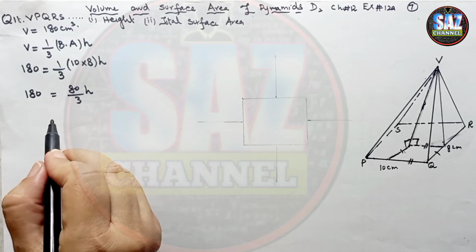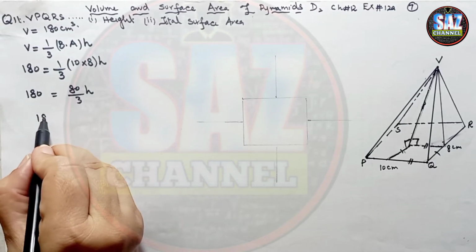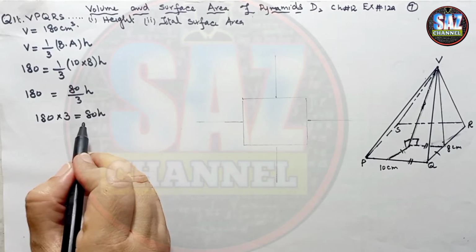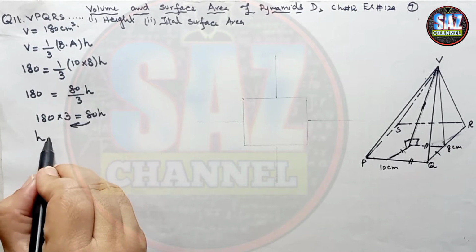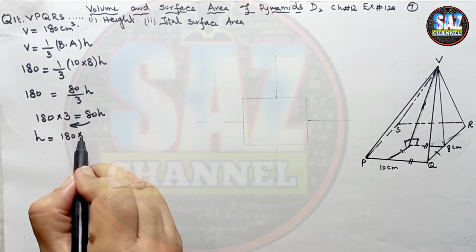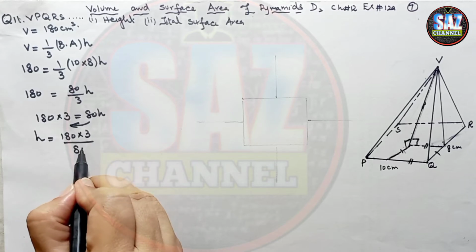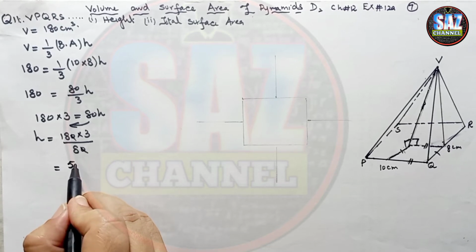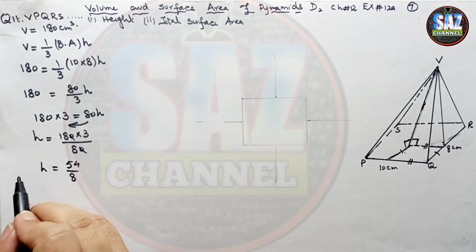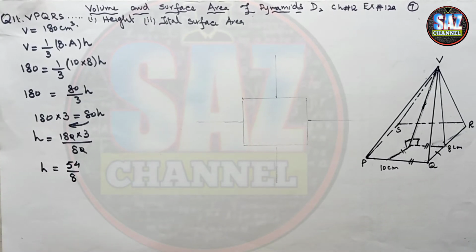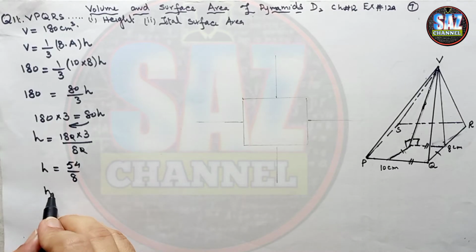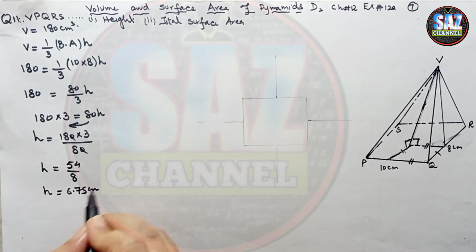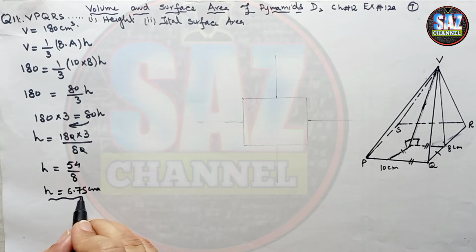In order to get the value of h, we have to go for cross multiplication. 180 multiplied by 3 equals 80h. Or make h the subject of the formula: h equals 180 multiplied by 3 divided by 80. 0 can go with this 0 and I am left with 18 threes is 54 by 8. Now I have to divide 54 by 8. 54 divided by 8 is 6.75. The height of this pyramid is 6.75 centimeters. One part of the problem is solved, that we have calculated the height of the pyramid.